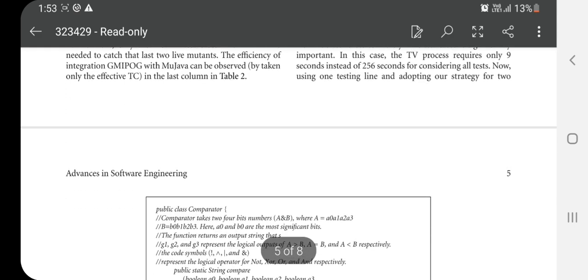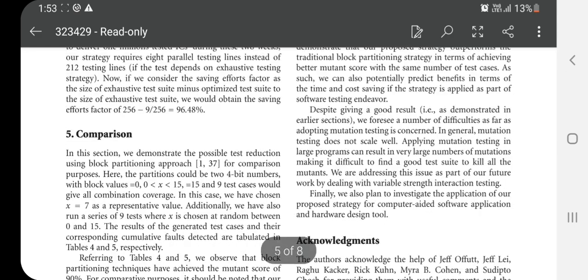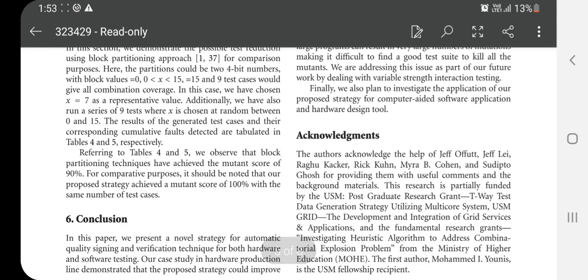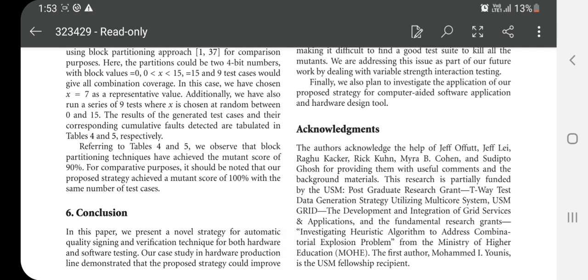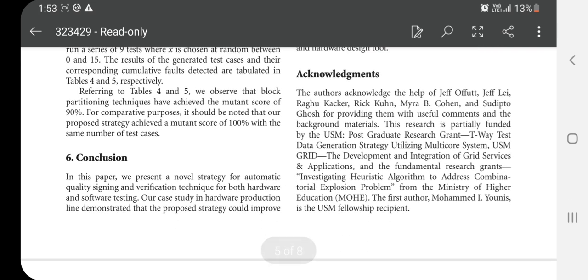Here are the few points with which I conclude my case study. We present a novel strategy for automatic quality signing and verification for both hardware and software testing. Our case study in a hardware production line demonstrated that the proposed strategy could significantly improve saving of effort and outperform the traditional block partitioning strategy in terms of achieving a better mutant score with the same number of test cases. Thank you.